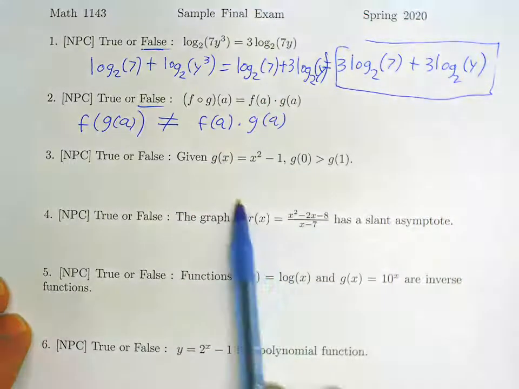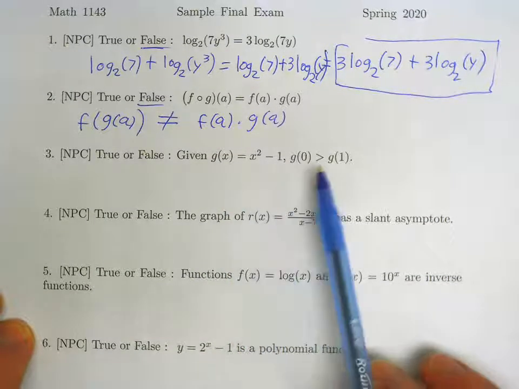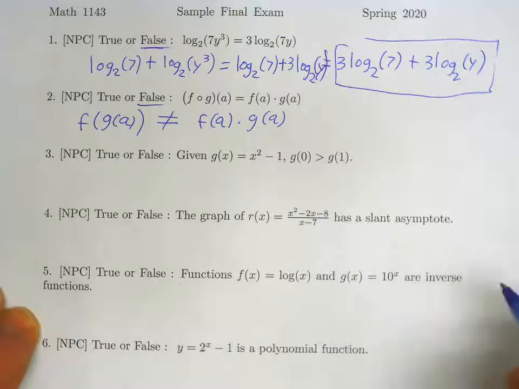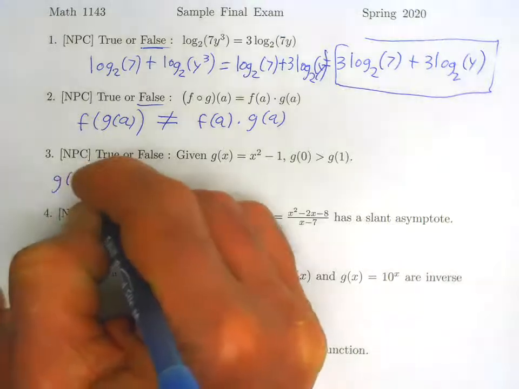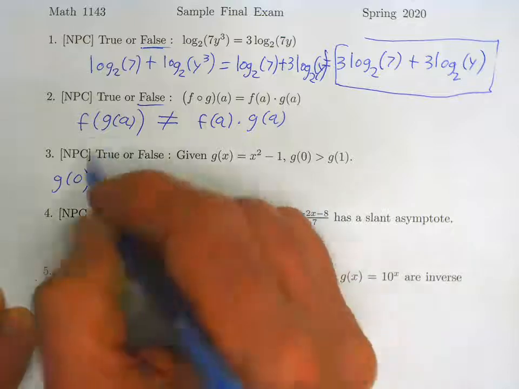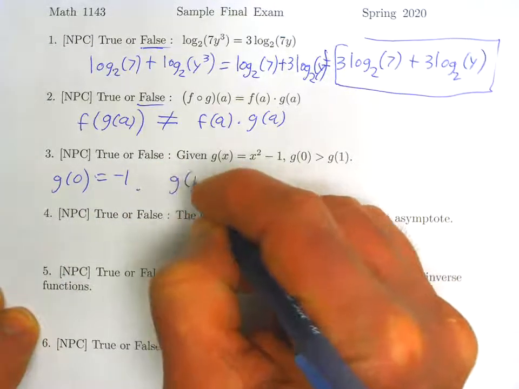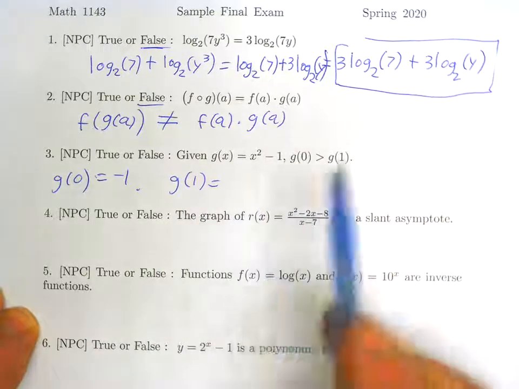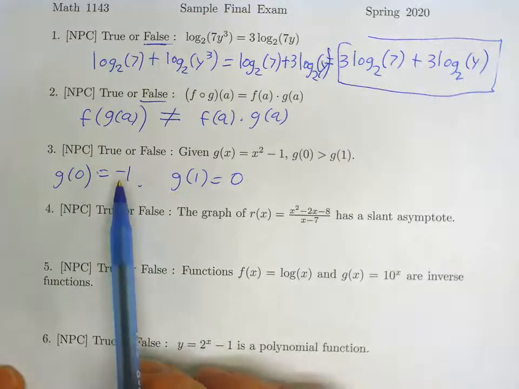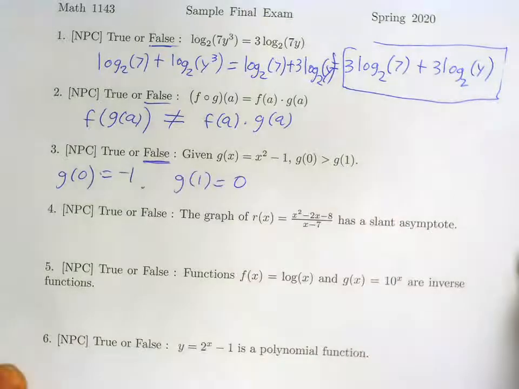Okay, the next one, given that g of x equals x squared minus 1, true or false? G of 0 is greater than g of 1. Well, we can compute g of 0. G of 0 is 0 squared minus 1, which is negative 1. And g of 1 is 1 squared minus 1, which is 0. And it is false that negative 1 is greater than 0. So this one is also false.